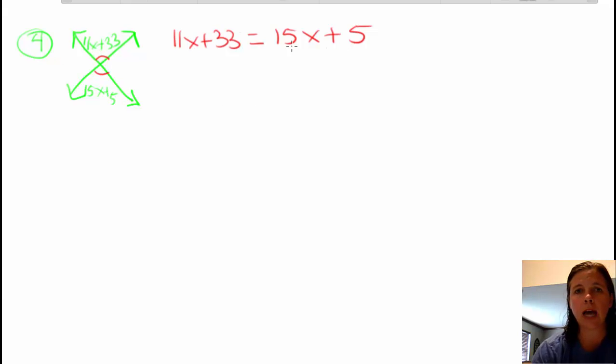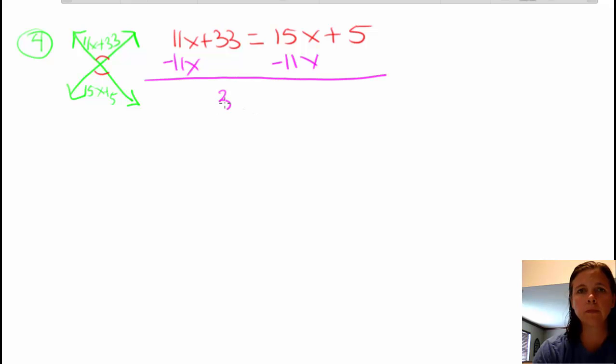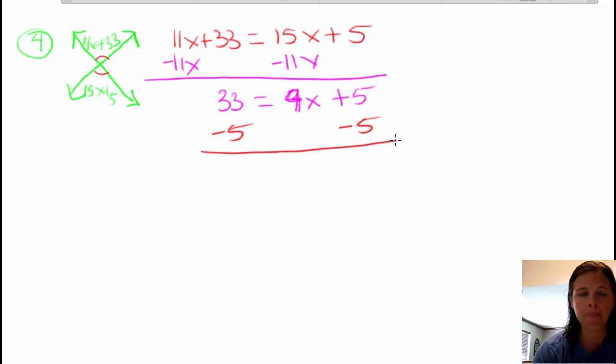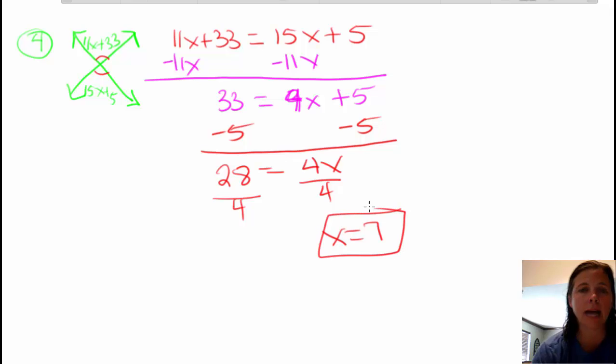Okay, and then from here, let's just move our variables. So 4x plus 5, and then we're going to subtract 5 because, remember, we want our variables all by themselves. 33 minus 5 is 28 equals 4x, and then we're going to divide by 4. x equals 7.